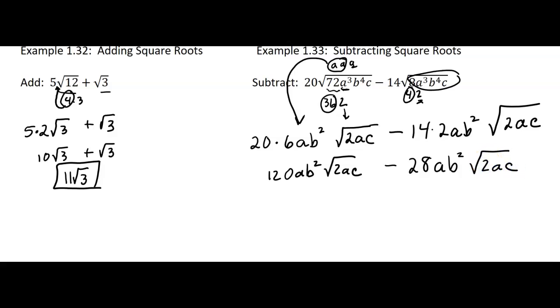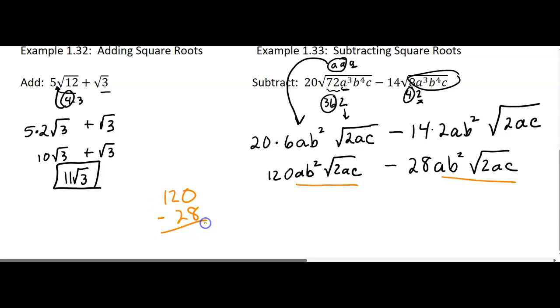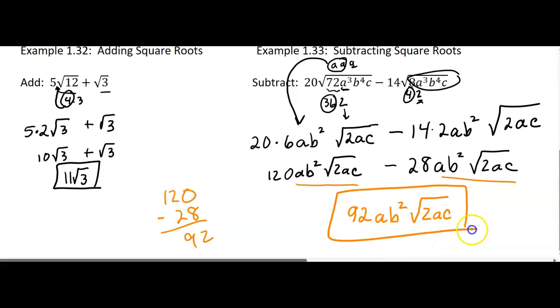Now, I have to make sure that this part is the same in both of them if I'm going to subtract. AB squared, square root 2AC. Yep, looks the same in both. So now I want to know what's 120 minus 28. That's 92. So I'll say the answer is 92AB squared, square root 2AC. Okay?